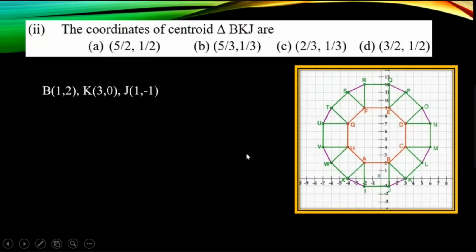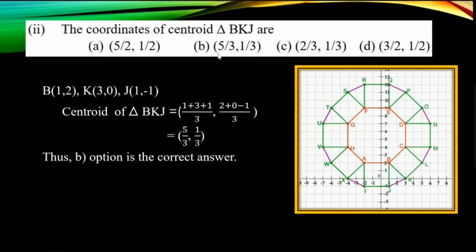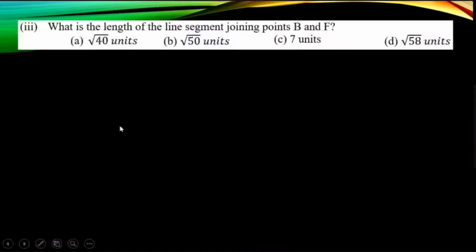I know the formula for the centroid. It is given by x1 plus x2 plus x3 upon 3, comma y1 plus y2 plus y3 upon 3. So I'll use that. I'll be getting the centroid as 1 plus 3 plus 1 upon 3 and 2 plus 0 minus 1 upon 3, which comes out to be 5 upon 3, comma 1 by 3. So what will I write? I'll write that this B option is the correct answer, right? So this is the second part done. Let us see the third part. What is the length of the line segment joining points B and F?